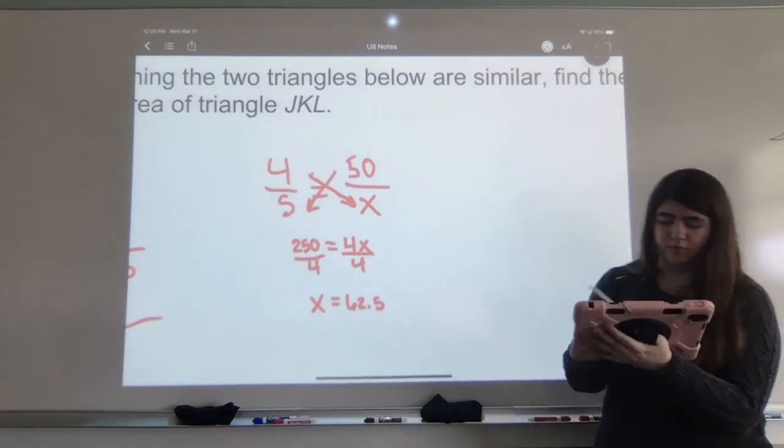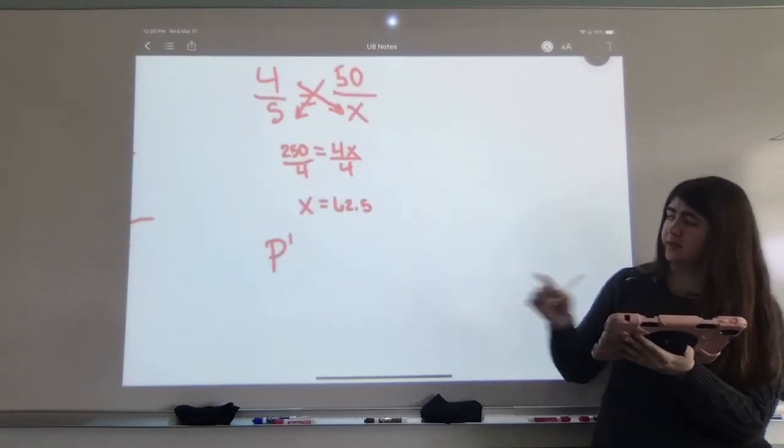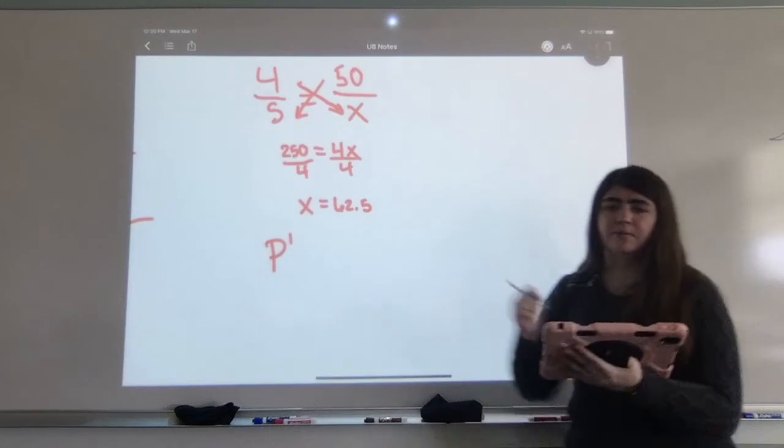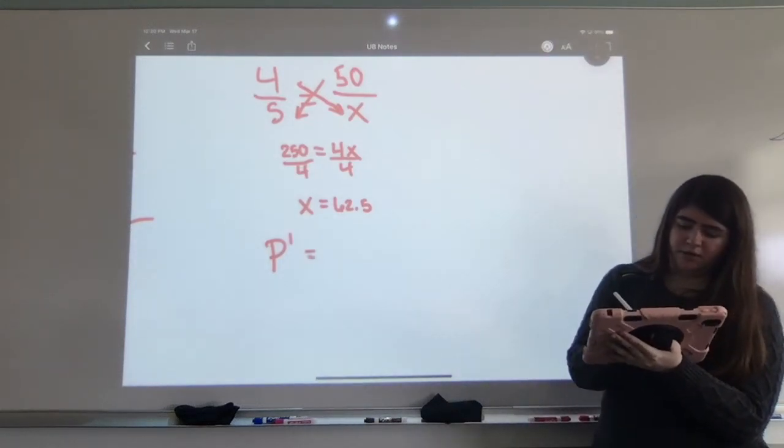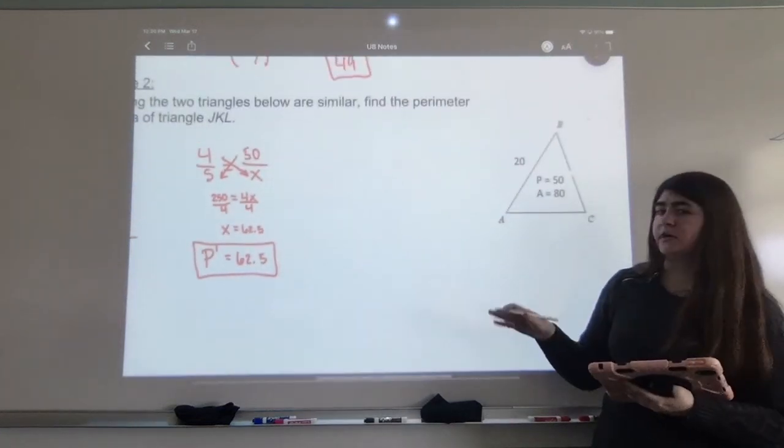So I'm going to label that as perimeter, or P new. That's what this little marking means. It's the second one. P new is equal to 62.5. That's my perimeter. Now I'm going to find the area using my area ratio.